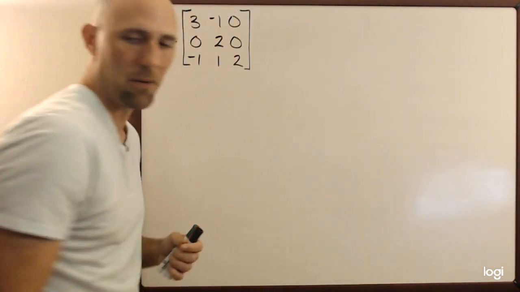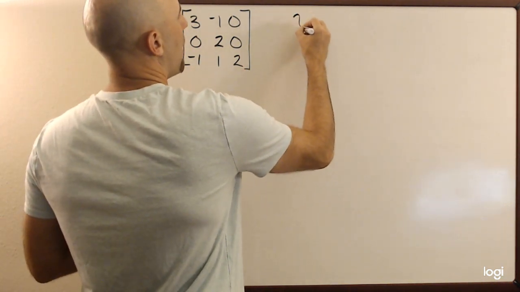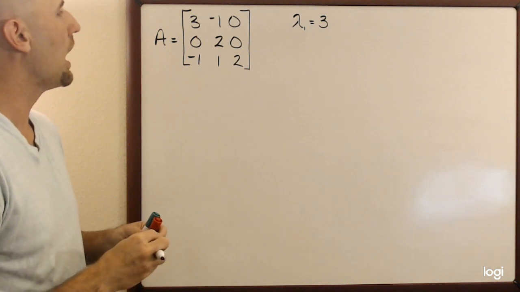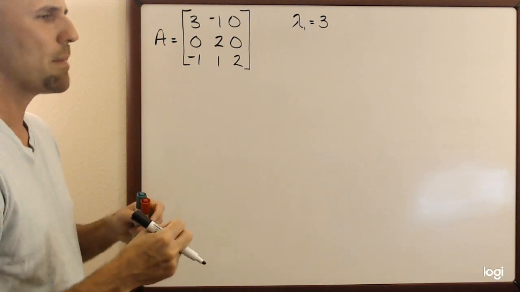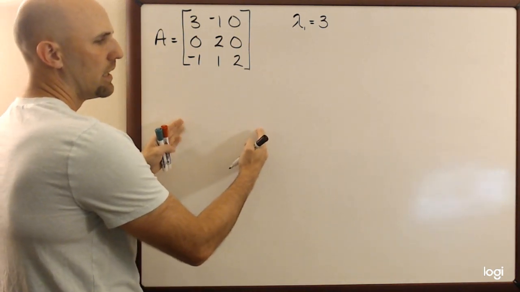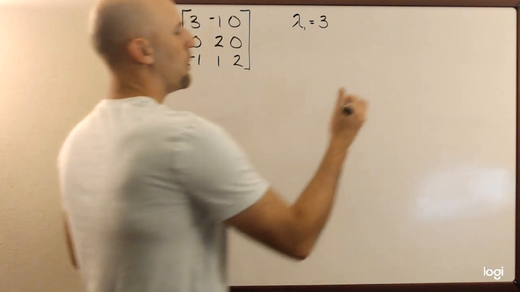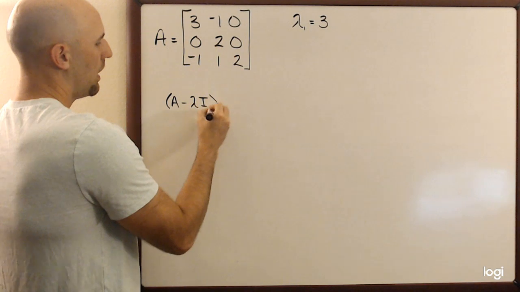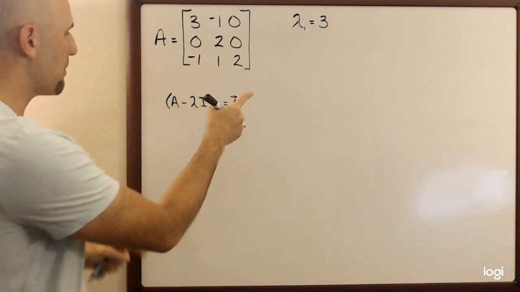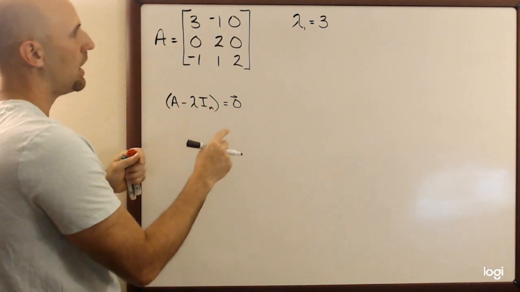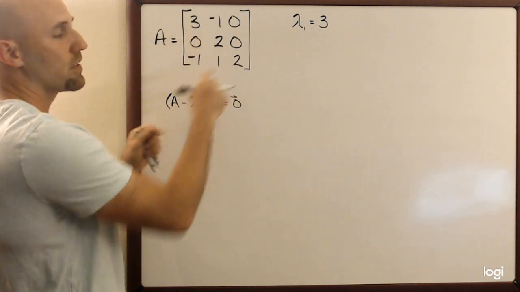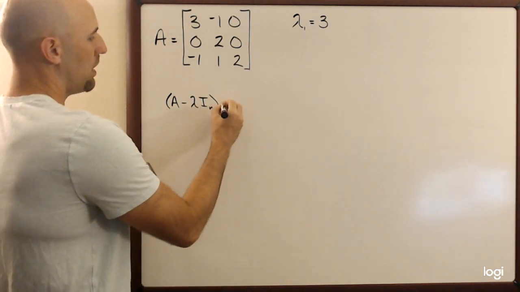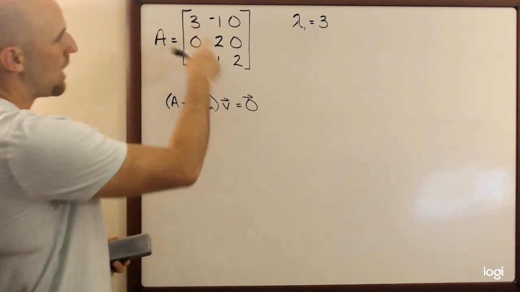So let's talk about 3. I'm going to call 3 lambda 1. So there's my first eigenvalue, lambda 1. Remember, this is A minus lambda I times v equals 0. If you remember from our proof earlier, we had this particular line, A minus lambda I is equal to 0, and we can actually use that now that we have lambda. This should be A minus 3I for this particular lambda, which just subtracts 3 from my diagonals. Let's go ahead and do that.